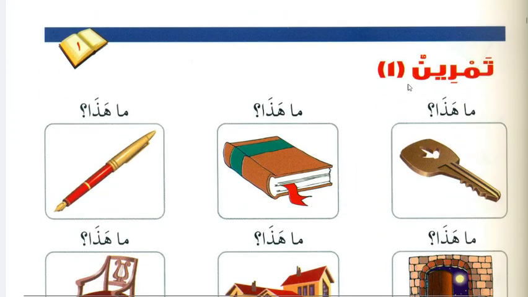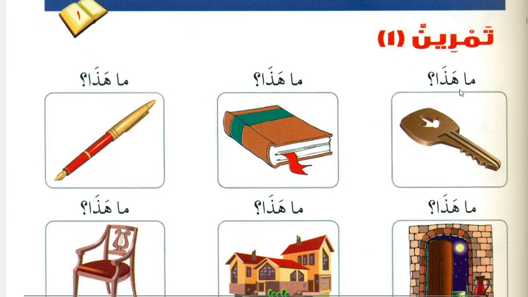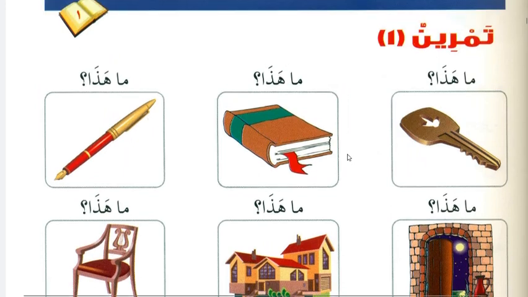Then tamreen. Tamreen al-awwal means first exercise. Ma haza, what is this? Here you write the answer, haza miftah. Then the question, ma haza, what is this? Here again you will write the answer, haza kitab. Here you will write haza kalam. In this way you will write the answers here.